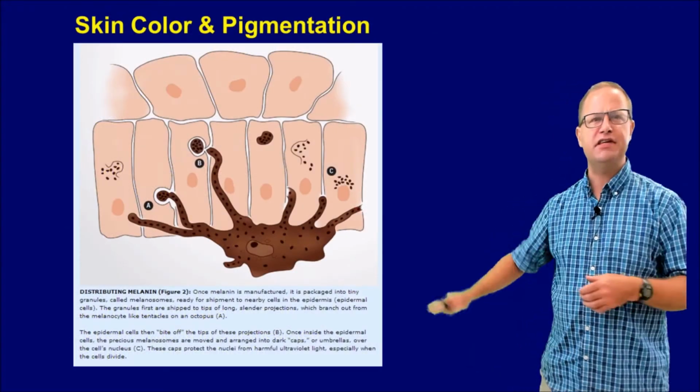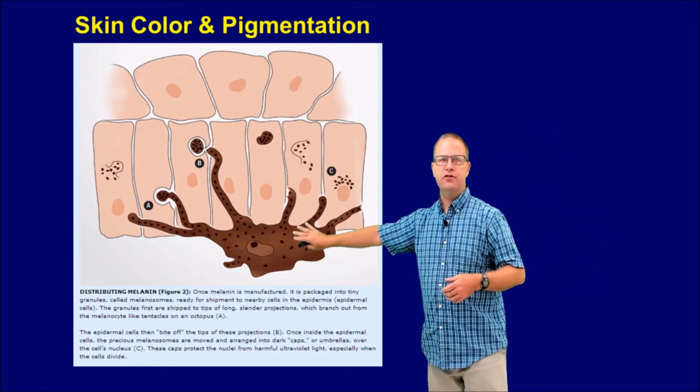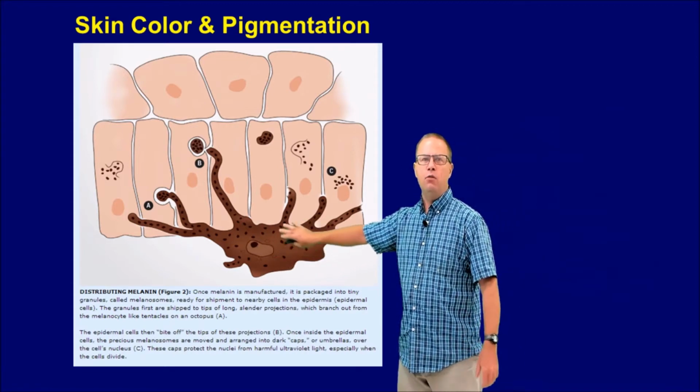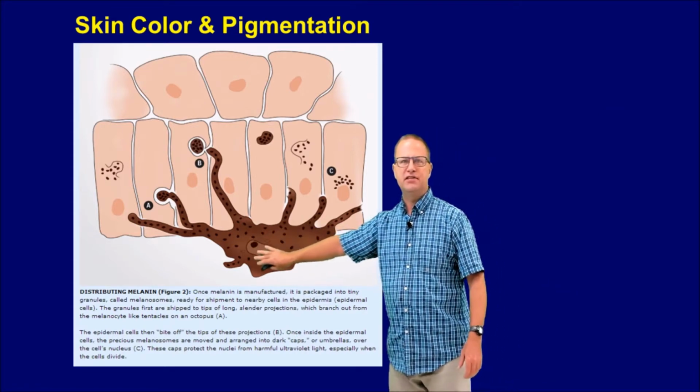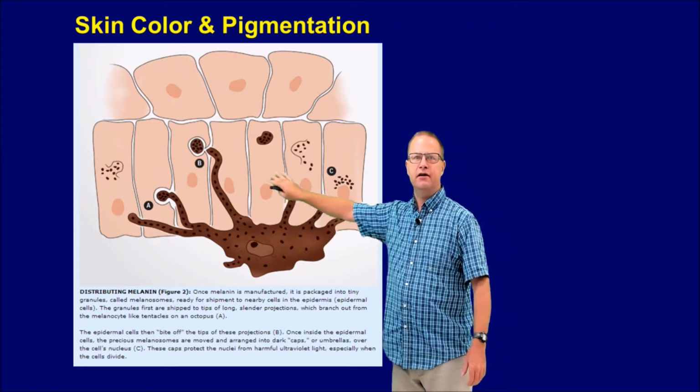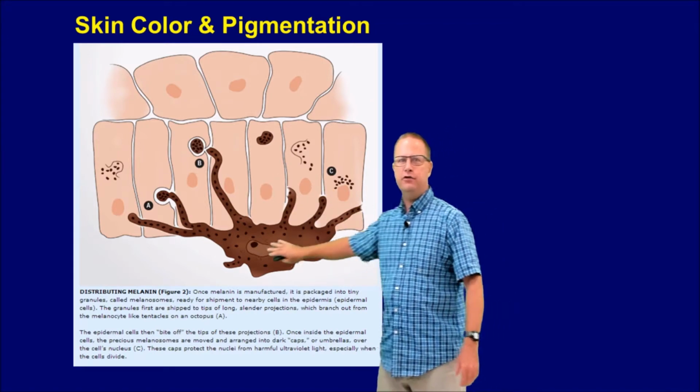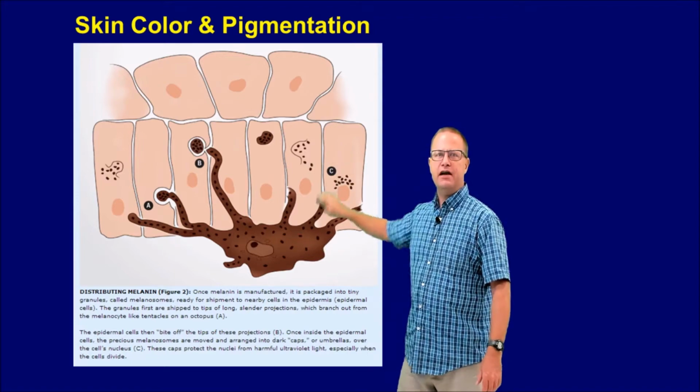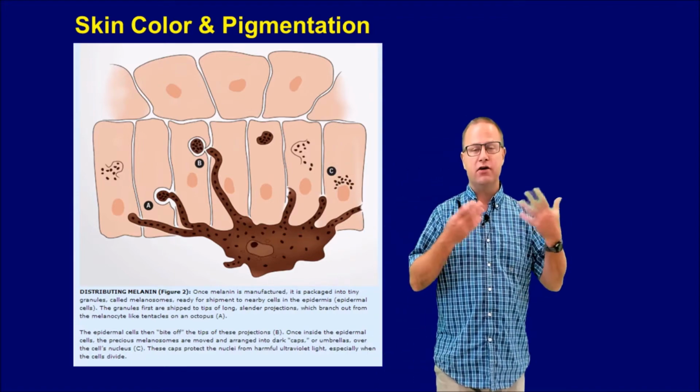Okay, so here you can see a melanocyte right here. The melanocytes are located within the epithelial layer in the epidermis, and they have these sort of extensions right here. And when we get exposed to a lot of UV radiation, the pigment will spread out, and as a result, our skin will darken or tan.